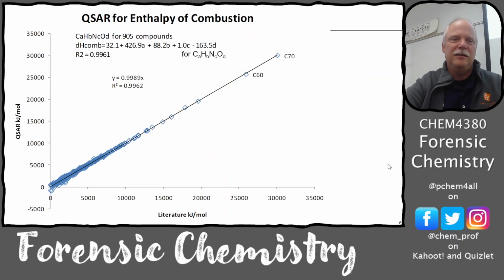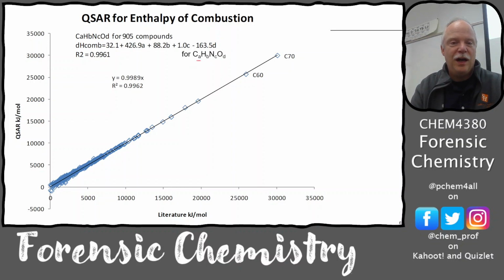And so this is the QSAR equation that we developed in PChem 2. I went through the CRC and typed in the enthalpy of combustion for 900 compounds. I was bored. And I ran a linear regression on the molecular formula. So the number of carbon atoms, hydrogen atoms, nitrogen, oxygen, and this is the equation that I got. So I got coefficients for each of the letters.